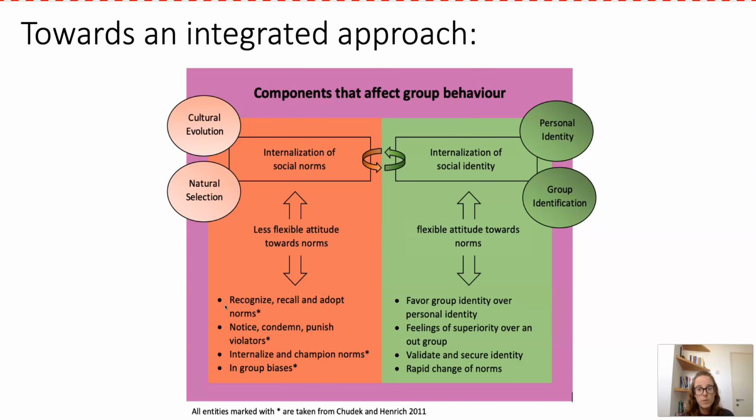The ability to recognize norms and punish norm violators, for example, is affected by the internalization of social norms, but it is also affected by the internalization of social identity, which favors group identity and makes us extra suspicious towards people who do not obey the norm. Internalization of social identity affects internalization of social norms and vice versa, and all of them are affected by cultural evolution, natural selection, personal identity, and group identification. Internalization of social norms implies less flexible behavior towards norms, while internalization of social identity implies a more flexible attitude towards norms, which might explain this continuum of behavior in which people's behaviors reside.